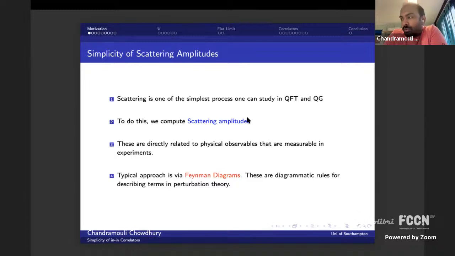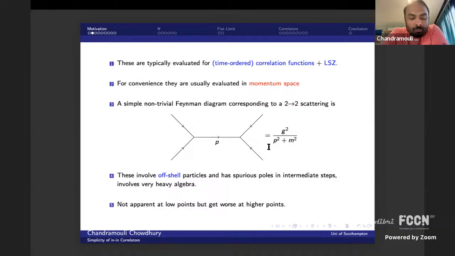And one way in which we are initially taught the subject is via Feynman diagrams, and these are basically just diagrammatic rules for describing various terms in perturbation theory. What these correspond to are essentially time-ordered correlation functions, along with something called an LSZ prescription that basically sets your external states on shell. And in order to exploit all symmetries of flat space, what you usually do is evaluate them in momentum space. You go to coordinates where you can easily take Fourier transforms.